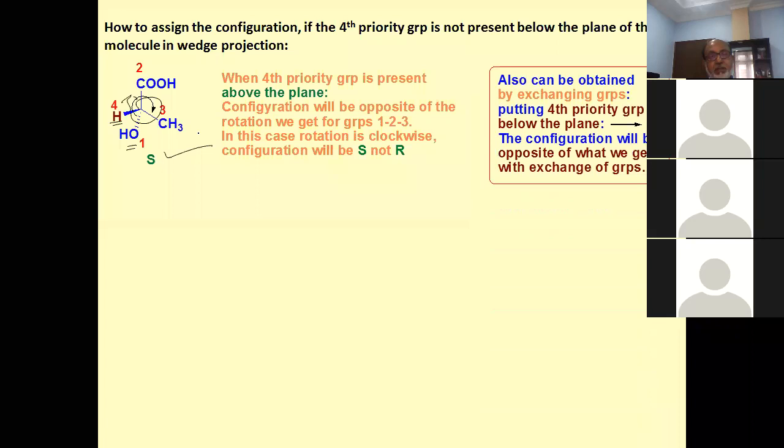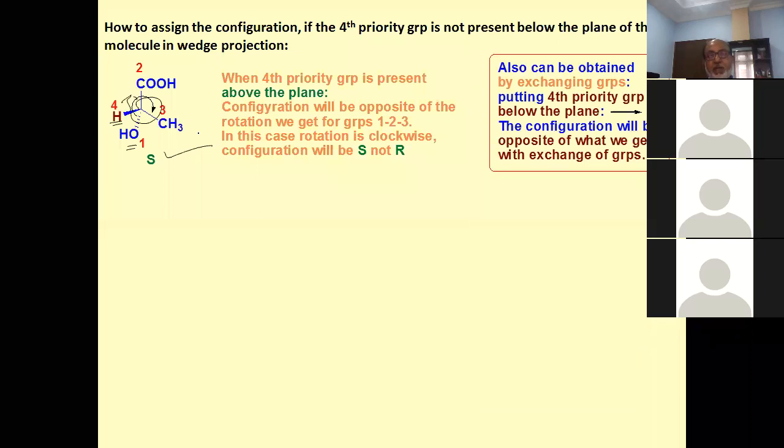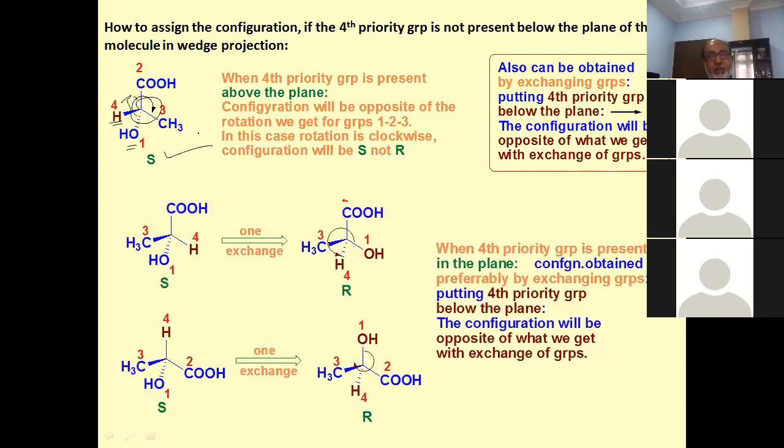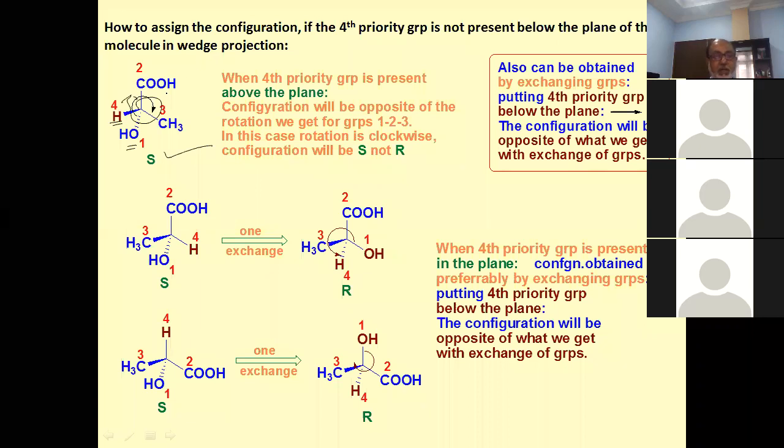Yes, sir. Okay. So this can also be obtained by exchanging groups, putting the fourth priority group below the plane. Because we know already that one exchange means R will become S, S will become R. So this rule you can also make.